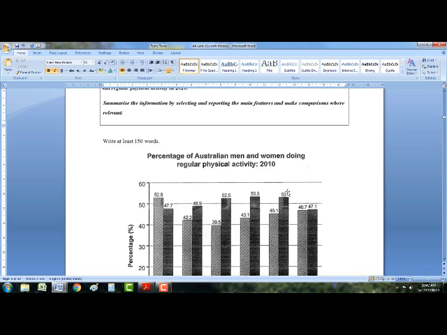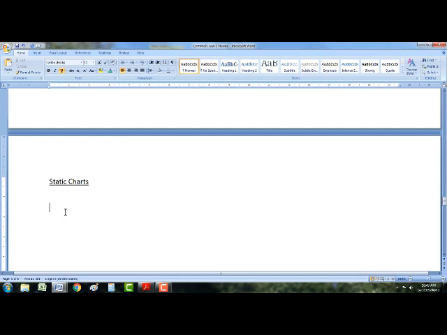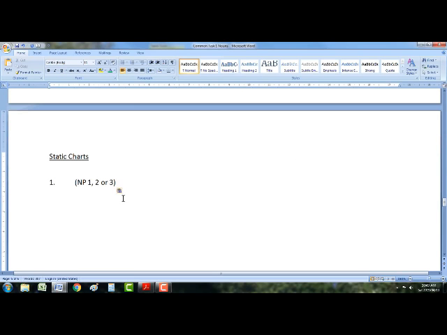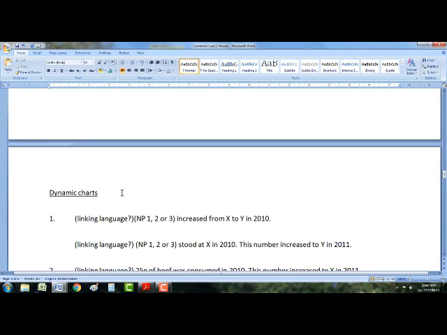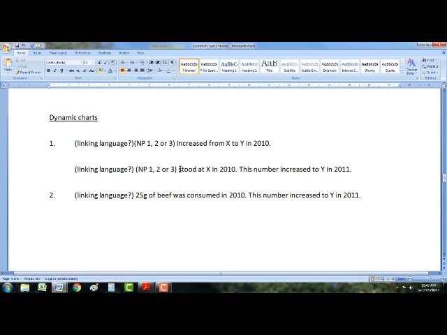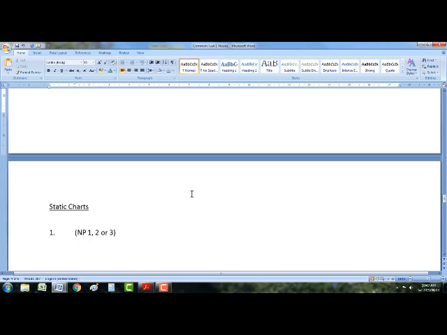You're not going to say increased, decreased with static charts. Big mistake if you say that. Dynamic charts are all about change over time, increased, decreased. So with static charts, again, we're going to use noun phrase 1, 2, or 3 as the subject of our sentence. Again, we're not going to say increased, decreased, but we are going to use stood at, or was, or were.